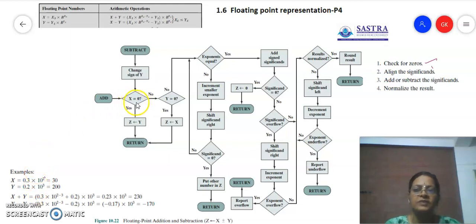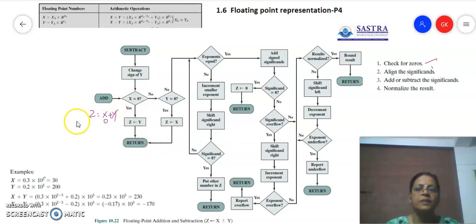So first we are checking for x equal to 0. If x is 0, we have to set the result as y. Obviously if one of the operands is 0, z, which is x plus y, will be the other operand. So if x is equal to 0, then answer z will be y. So we are setting y to z. Suppose x is not 0, then we check the next operand, y equal to 0. In case y is 0, then the answer will be z equal to x. So we are setting z equal to x and then return. So this is with respect to addition.